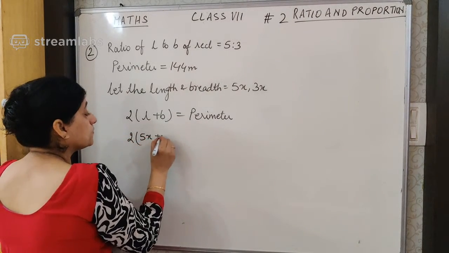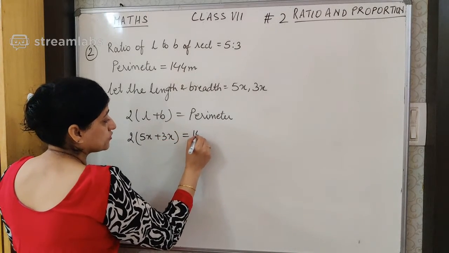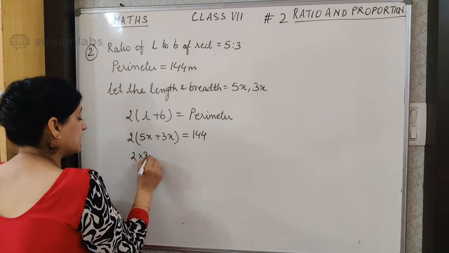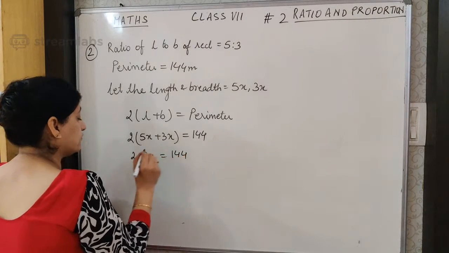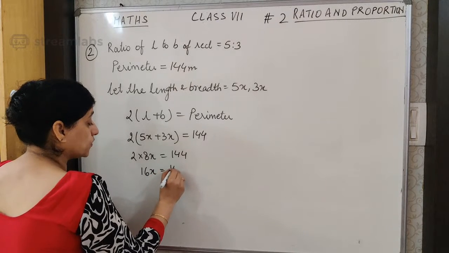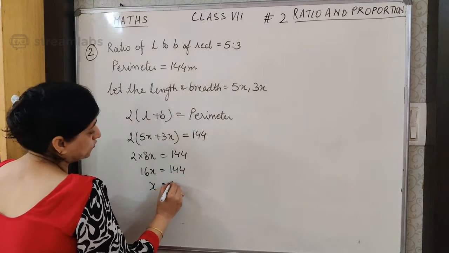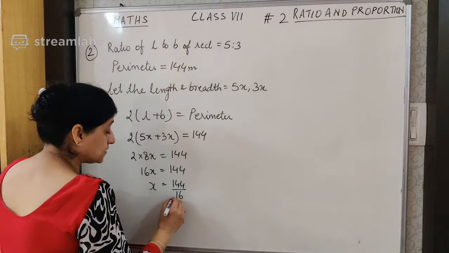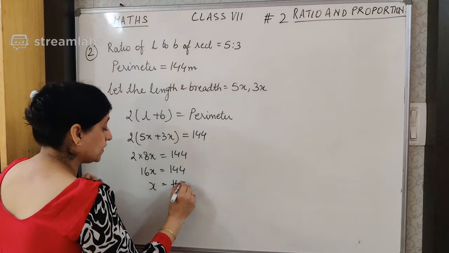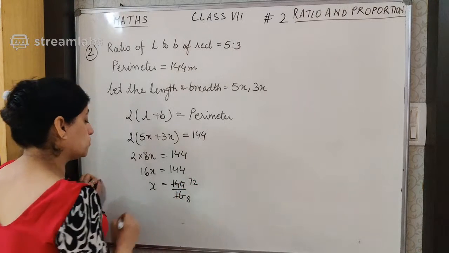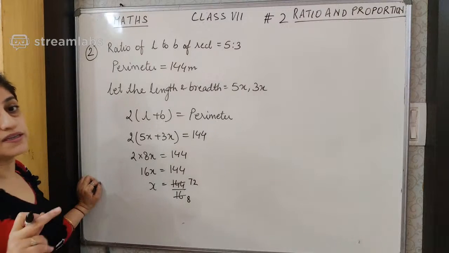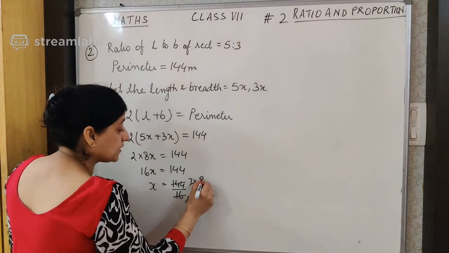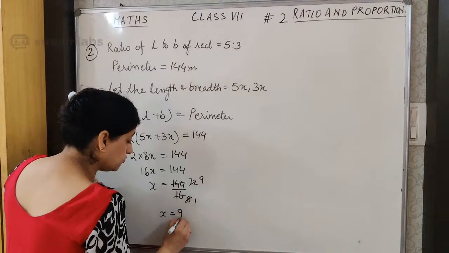So 2 into L, which is 5x, plus 3x, and the perimeter given to me is 144. So I get over here 2 into 8x is equal to 144. 16x is equal to 144. x is equal to 144 upon 16. Now let's see this. By the table of 2, I get 8 here and I get 72 here. How many times is 8 to give you 72? It's 9 times. 8 nines are 72. So I get x is equal to 9.